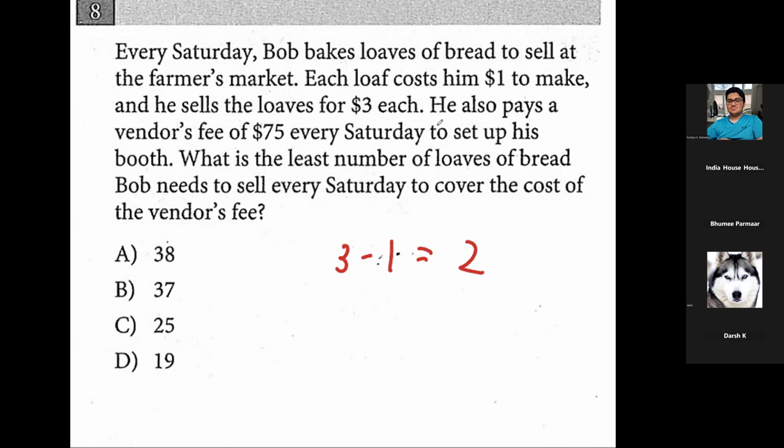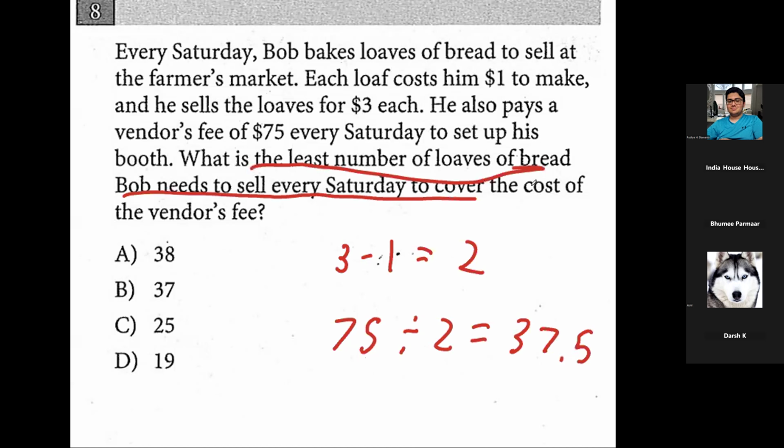And so, we're told he pays a vendor's fee of $75. So $75 divided by 2 is equal to 37.5. And so what is the least number of loaves of bread he has to sell to cover the cost of the vendor's fee? Well, since he has to cover the cost of the vendor's fee, he has to round up. Because if he sells 37, he's still 0.5 breads away from actually covering the cost. So we have to round up to 38, which is answer choice A.